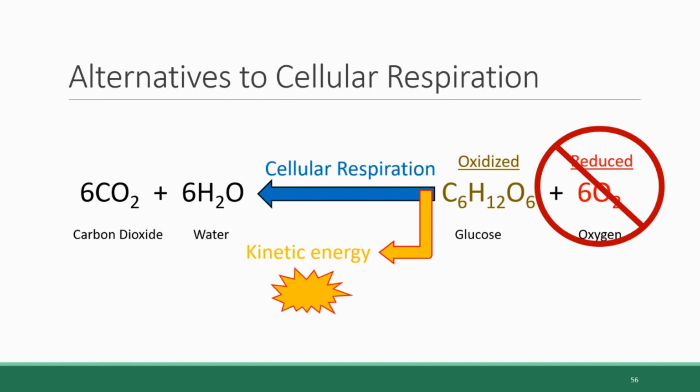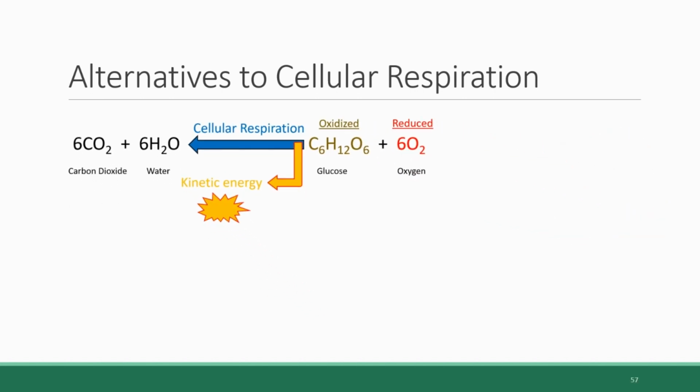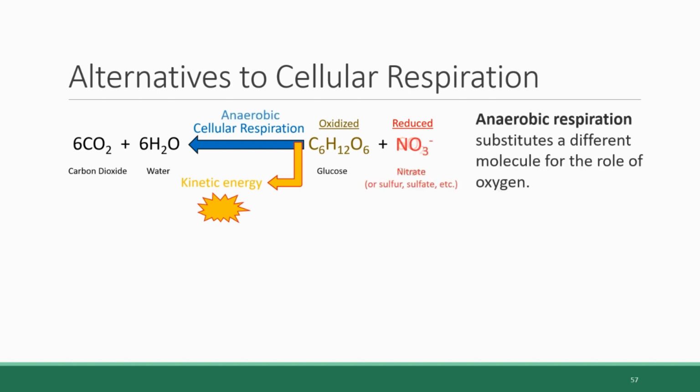So, in cases such as these, what is a heterotroph to do? Well, there are a couple of alternatives to cellular respiration that are available to certain heterotrophs. One of them is called anaerobic respiration. And in anaerobic respiration, a different molecule is substituted for the role of oxygen, and the process works largely as if oxygen was there. The other molecule can be several things, including nitrate, sulfur, sulfate, or other molecules.